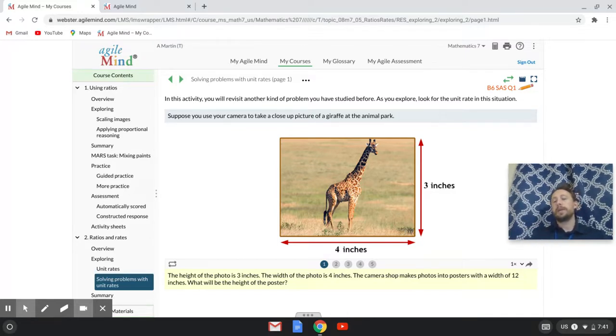So I want you to think about, what are they enlarging this photo by if the new width is 12 inches? In other words, what are they multiplying 4 by to become 12? And if we know what we multiply 4 by to become 12, then what can we do with 3 and whatever that number is to determine the new height?